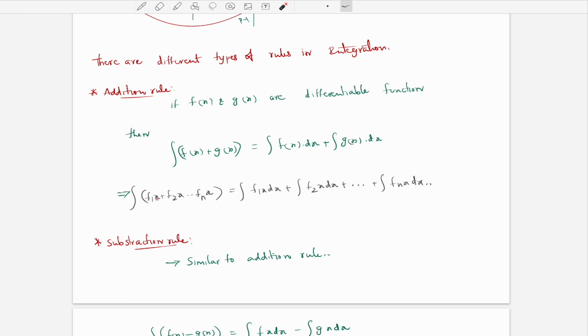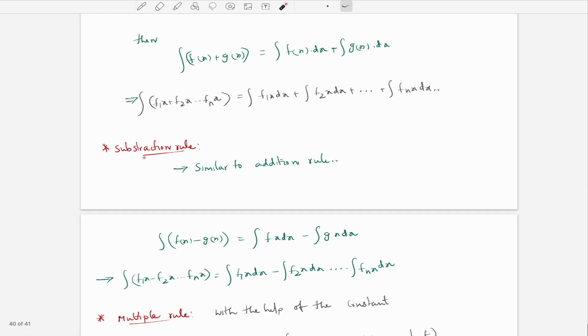So for example, in our practical example, we have the integral of f1 of x plus f2 of x all the way to fn of x, okay? This is equal to the integral of f1 of x dx plus the integral of f2 of x dx all the way to the integral of fn of x dx. I hope you're getting it. So we just simply take it out and find the integral of the first function, and we add that to the second, and we add that to the third. So I hope you're getting this.